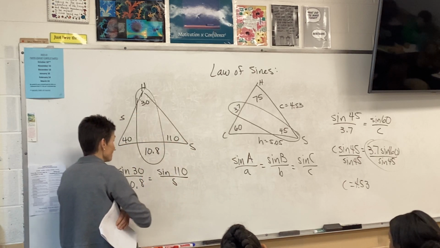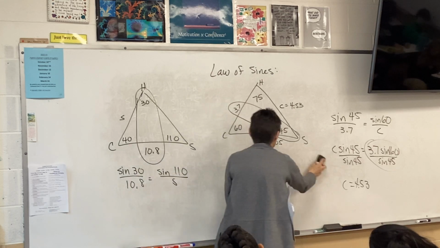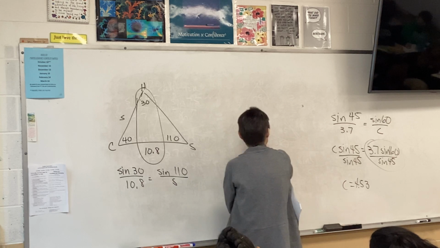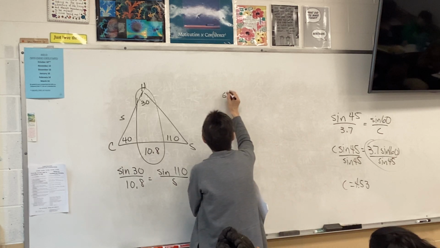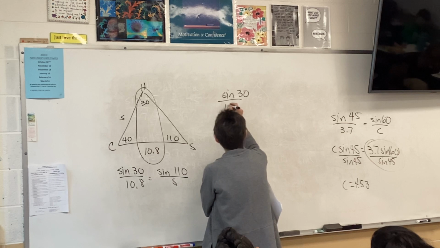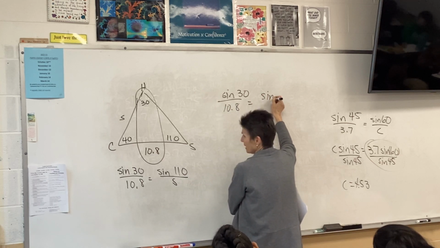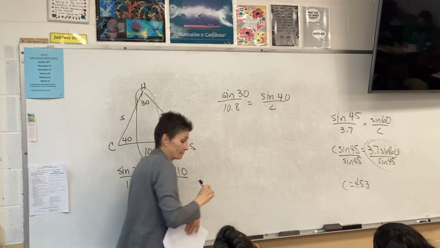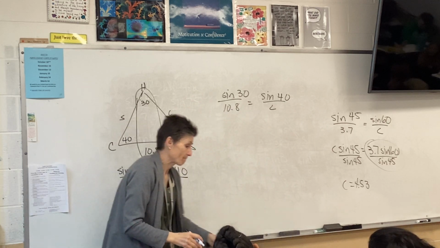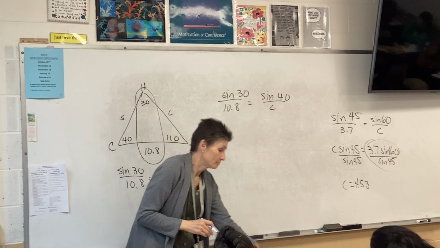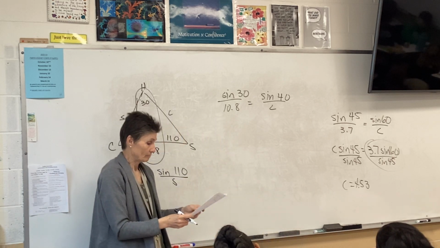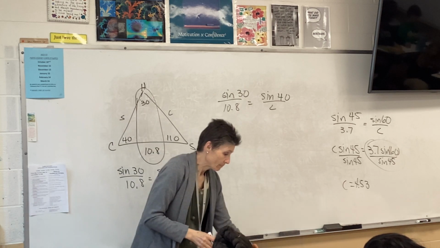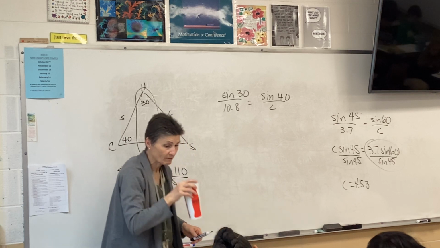We'll solve that. And then we also have to set up the other one. You repeat, I do it twice to find the other side. Go back to sine 30 over 10.8. This time it's going to be sine 40 over C. Okay, so we cross multiply and divide.